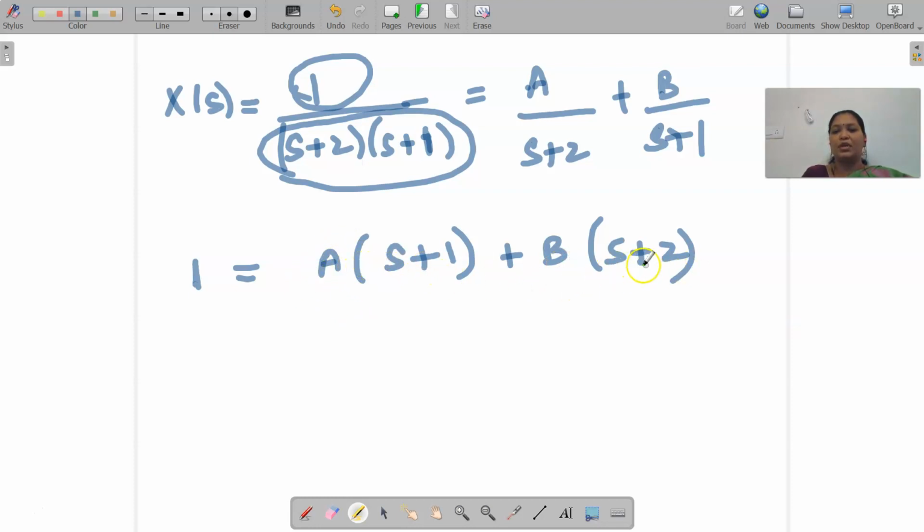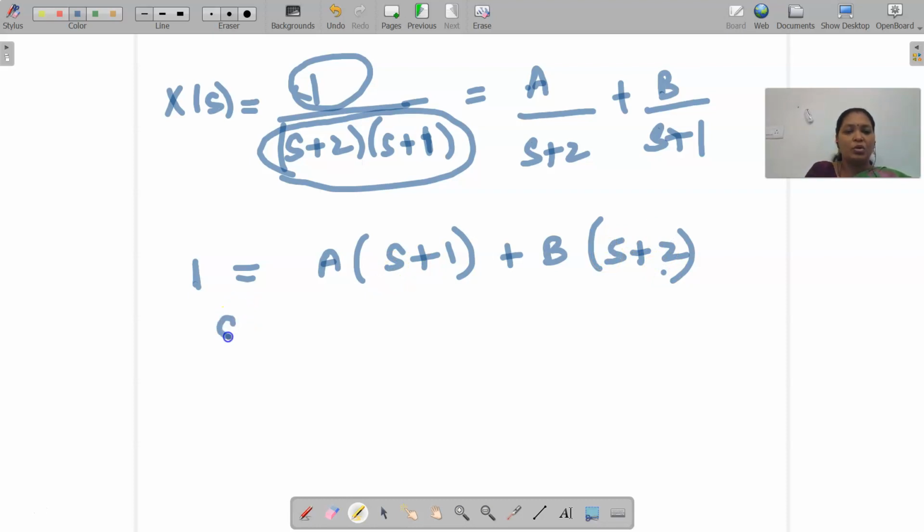If I substitute s equal to minus 2, this term gets cancelled, so I can determine a value. If I substitute s equal to minus 1 here, minus 1 plus 1 gets cancelled, so this whole term gets cancelled, I can find out b value. So we have to find out a value and b value. So whatever you have here, if I have plus 1, substitute minus 1. If I have plus 2, substitute minus 2. Okay, and find out the other terms.